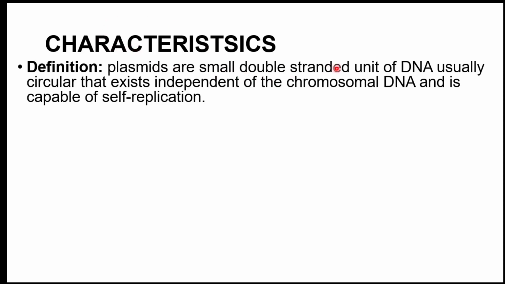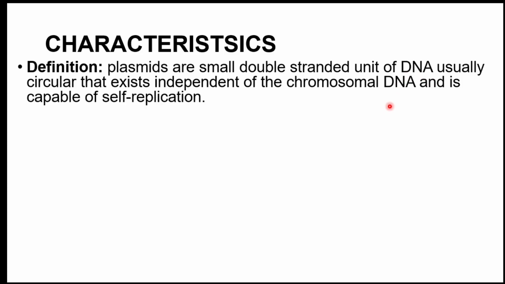Plasmids are small double-stranded units of DNA, usually circular. There are some which are linear, but the majority of the plasmids we usually use as biotechnologists are circular. So they are double-stranded DNA, and their existence is independent of the chromosomal DNA.